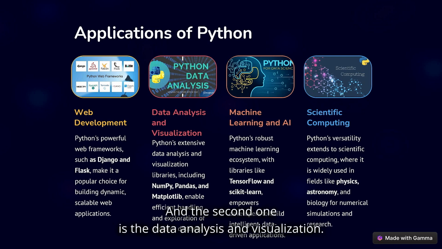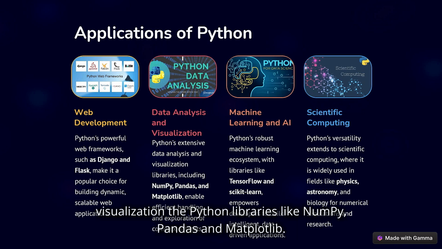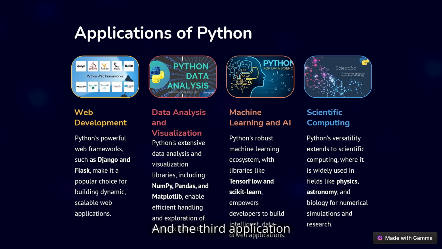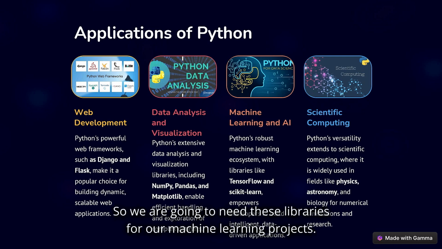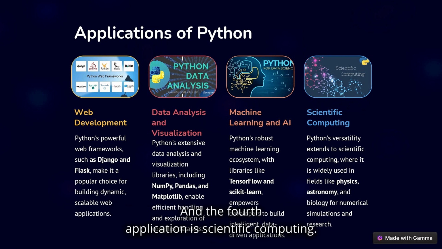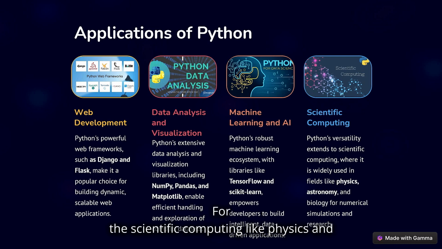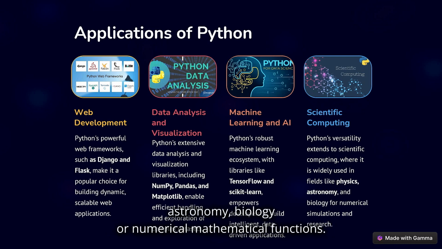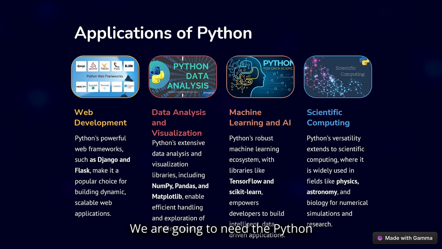And the second one is data analysis and visualization. For visualization, there are Python libraries like NumPy, Pandas and Matplotlib. And the third application is machine learning and artificial intelligence. For machine learning, libraries like TensorFlow and scikit-learn, so we are going to need these libraries for our machine learning projects. And the fourth application is scientific computing. For scientific computing like physics and astronomy, biology or numerical mathematical functions, we are going to need Python libraries for executing that scientific computing. So these are all the applications where we can use the Python language.